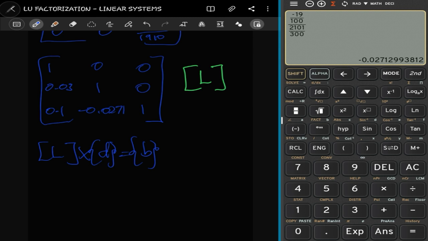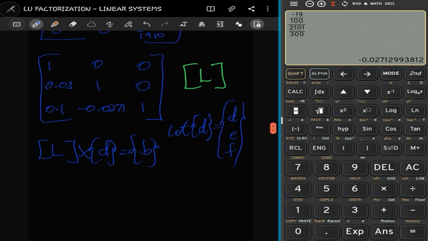Now, to make our work easier, the D vector is going to be D1, D2, D3, right? But I'm going to assume, to make the work easier, that D is equal to, let's say, D, E, F, which is a vector, right? So now we go about it.